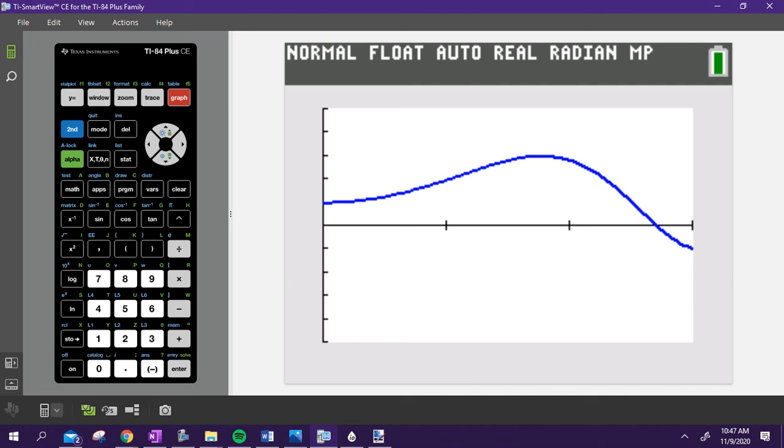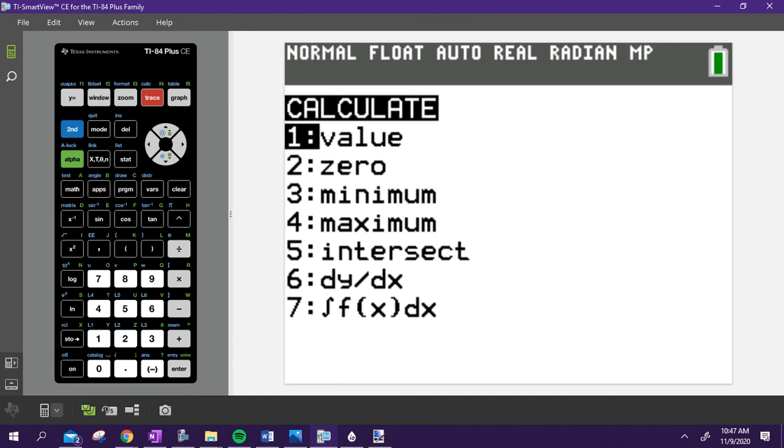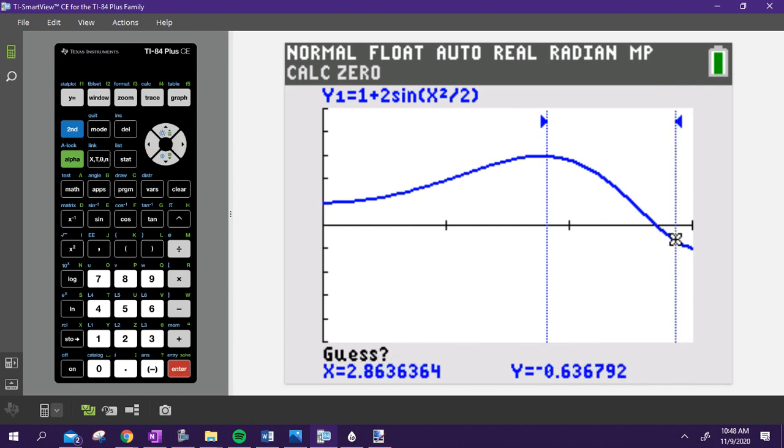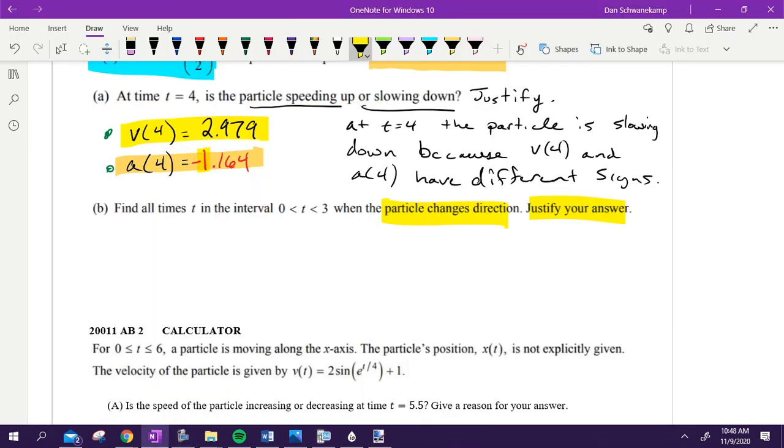Michael, in general, when am I changing directions here? When I cross the x-axis. So I'm going to second to calculate. What thing am I going to calculate if I want to know when I cross the x-axis? Zero. I'm going to go to zero. I move to the left side, I hit enter. I move to the right side. That's when I think it happens right there. So I'm going to go to the right of it a little bit and hit enter a third time. 2.707 is my answer. So I find all the times: t equals 2.707. We always round to 3 decimals.